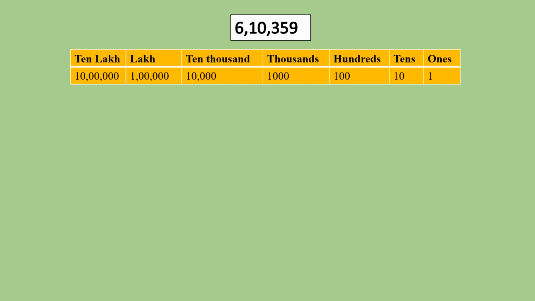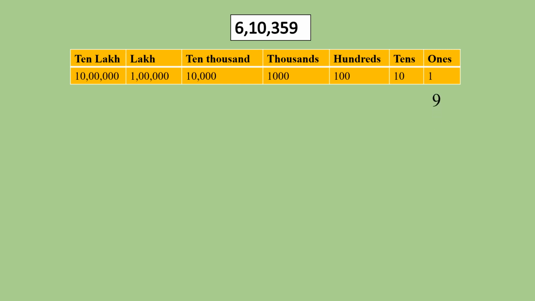Consider the number 6,10,359. Now we have to find the place value of each and every digit in this number. Children, whenever we solve the questions of place value, we should always have a place value chart. Next, we should always arrange the number in the place value chart from right. So, if we start arranging the number 6,10,359 in the place value chart from right, then which digit will come first?